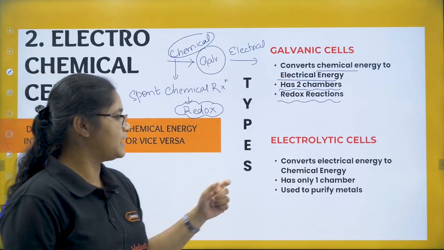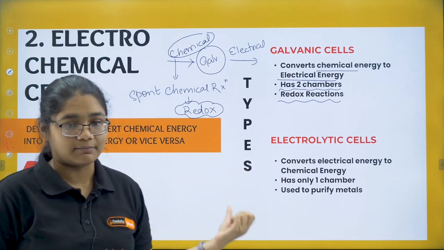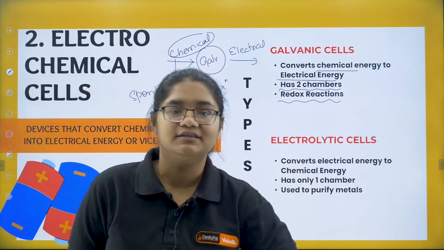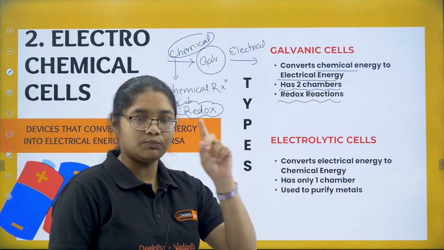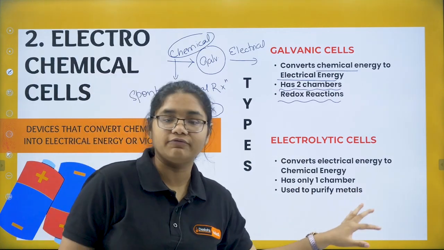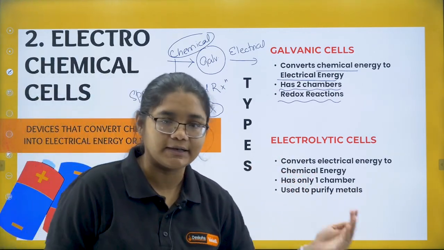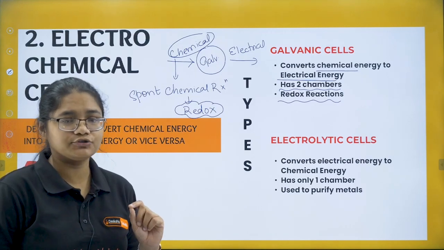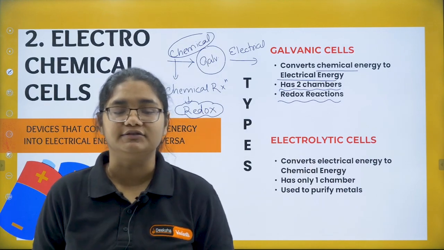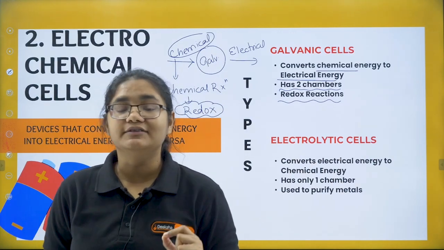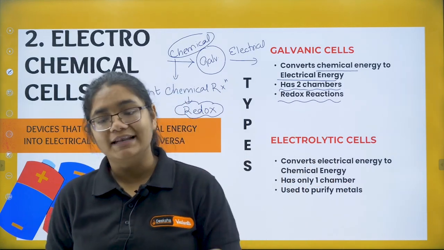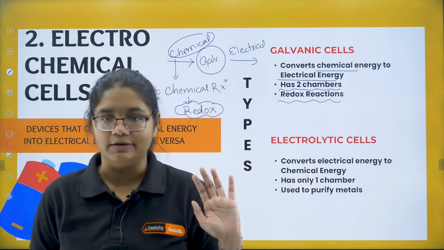In the electrolytic cell what will happen? Electrical energy will be converted to chemical energy. This chemical energy will do some reactions, the non-spontaneous reactions. Next, here we have only one chamber. When I talk about the construction, you will be more clear. It is used to purify the metal, so its application we'll see in detail. So for now we have understood what the device is called which converts electrical to chemical or chemical to electrical, that is electrochemical cells. Next we have the galvanic cell which converts chemical to electrical, and we have electrolytic cells which convert electrical to chemical.